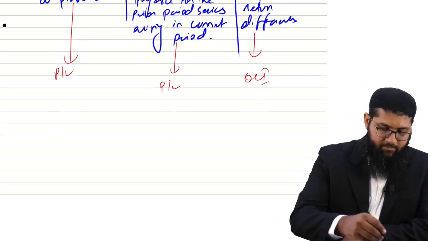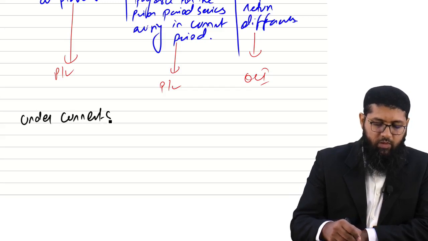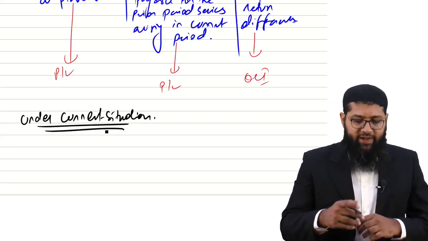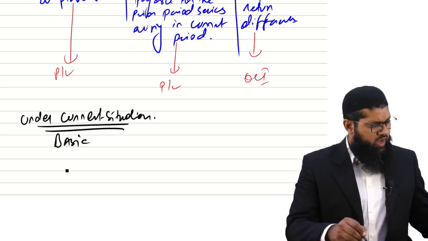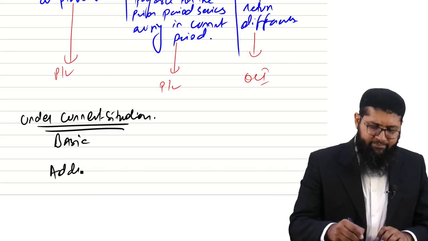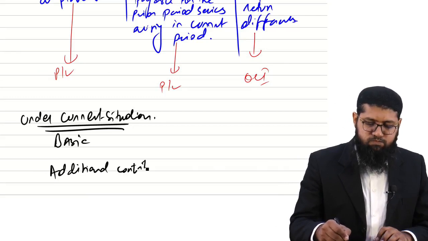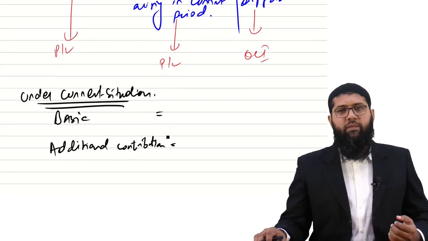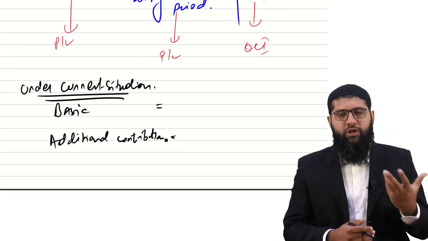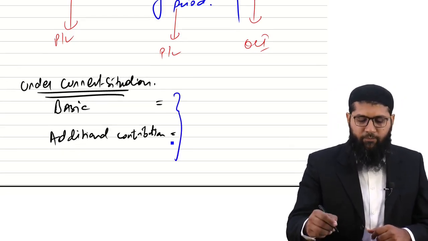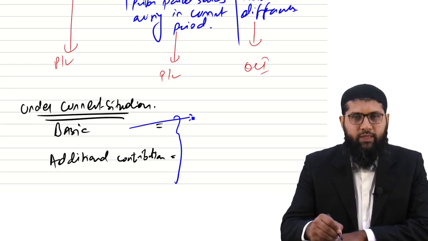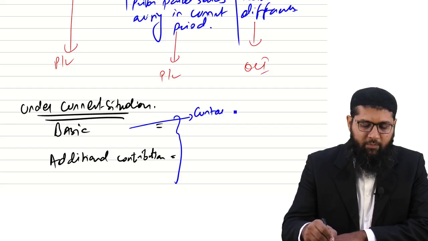Basically what happens is that under the current situation, I repeat, under the current situation, what is actually going on? One of them is a basic settlement and the other one is an additional contribution. They're both two different types of benefits that are being given. If you look at this scenario, you would see that the basic settlement is actually a sort of curtailment that has taken place.